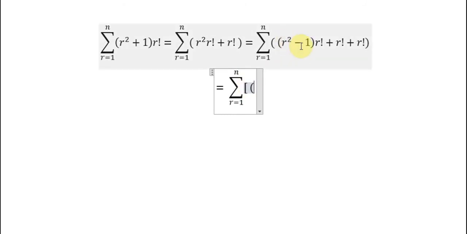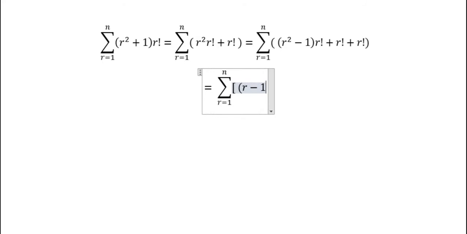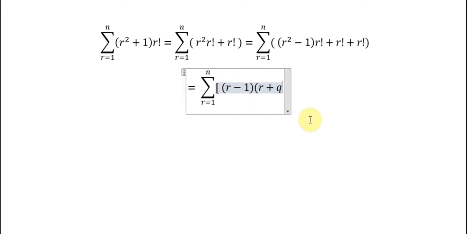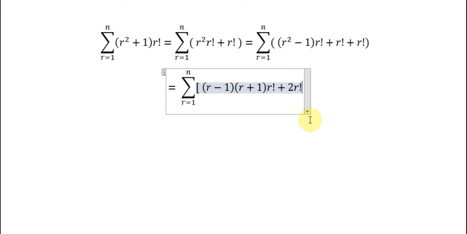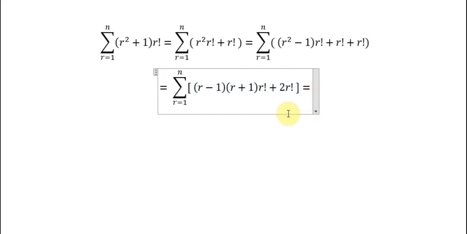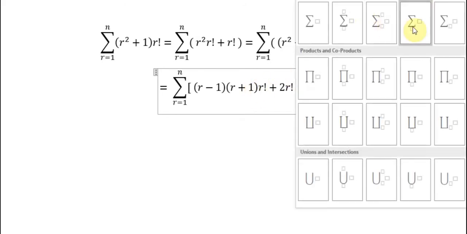R power 2 minus 1, you get (r minus 1)(r plus 1) r factorial. In here we have 2 r factorial in here. Because (r plus 1) multiplied with r factorial, we can put it like this.